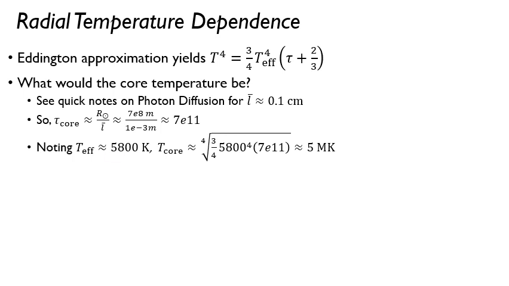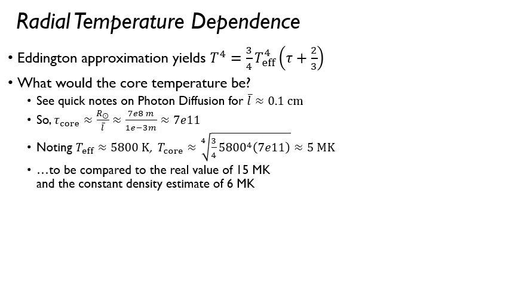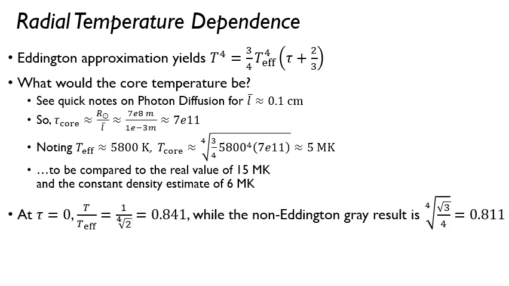So keeping in mind that we can measure the effective temperature of the sun, let's just round to 5800 Kelvin. Then the core temperature would be around 5 megakelvin, according to this Eddington approximation here with our gray atmosphere. So let's just compare that to the real value. You have 15 megakelvin is actually around the central temperature of the sun, and in our constant density estimate, you get around 6 megakelvin. So this isn't too shabby, right? It's the right order of magnitude. So it means, okay, this is one piece of evidence. This isn't too bad of an approximation.